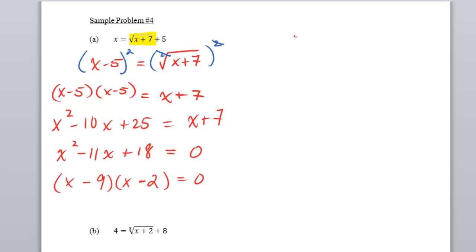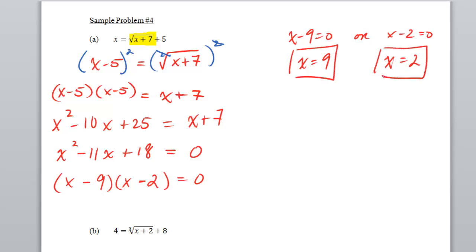So what I'm left with here is this. I'm going to have x minus 9 equals 0, or x minus 2 equals 0. And so we get two possible answers. Now, if you recall from the first page of notes in the first part of this video, we talked about something called an extraneous solution, basically a false answer. And so whenever we have radical equations and we get 2 or more answers, we definitely need to check them for validity. So we definitely need to run a check on these two.